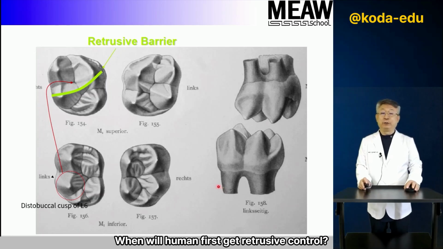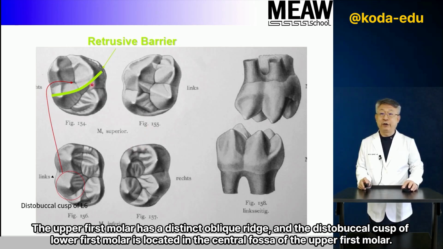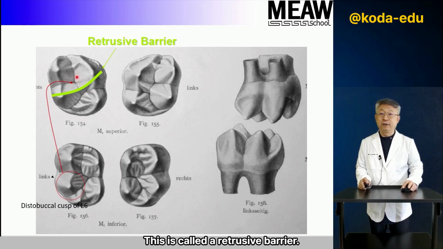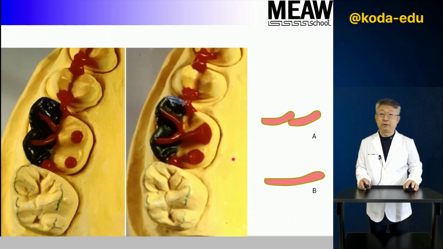When will humans first get retrusive control? It can be obtained when the upper and lower first molars erupt. The upper first molar has a distinct oblique ridge, and the distobuccal cusp of the lower first molar is located in the central fossa of the upper first molar. This is called a retrusive barrier. In other words, the distobuccal cusp of the lower first molar touches the oblique ridge of the upper first molar, thereby inhibiting the posterior movement of the mandible.